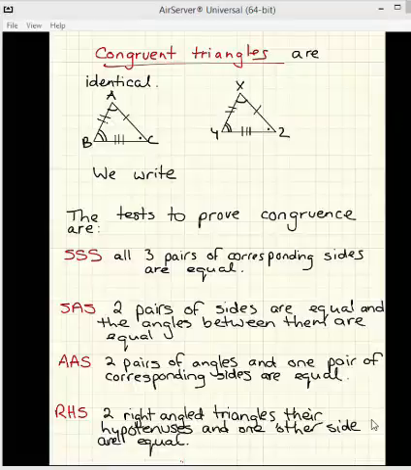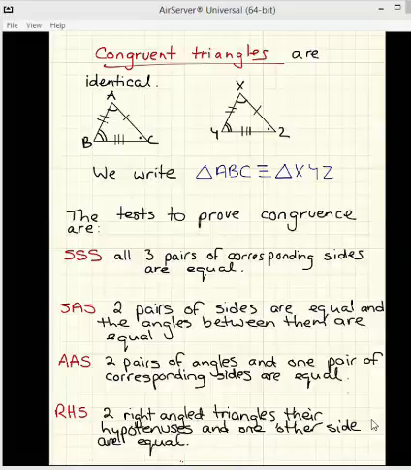Congruent triangles, these are identical triangles, so it's when you have two triangles and all the angles are equal, all of the sides are equal, everything about them is identical. So when we have congruent triangles, we write it as triangle ABC is congruent to triangle XYZ. Now be careful, you have to name them in order. So A corresponds to X because they're both the same size, B corresponds to Y, and C corresponds to Z.